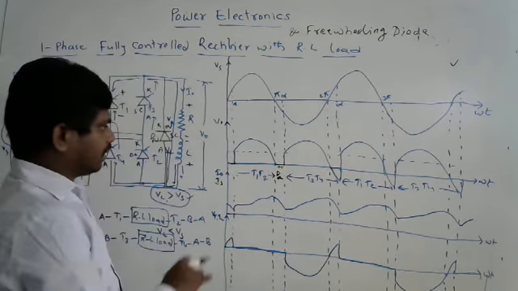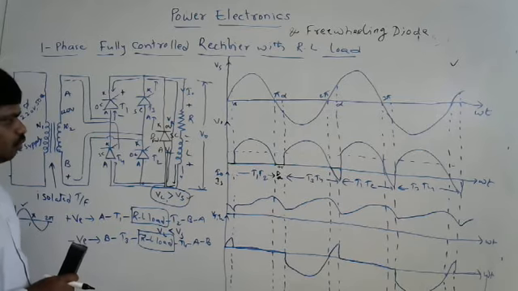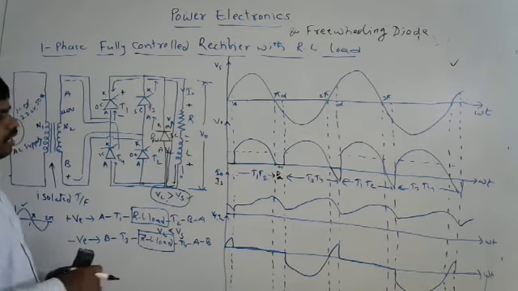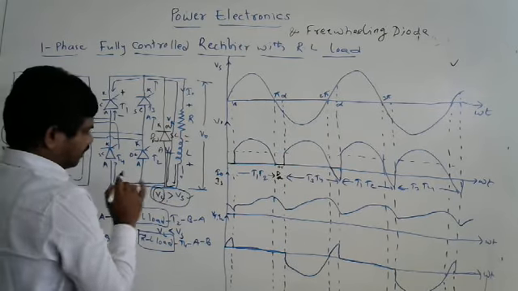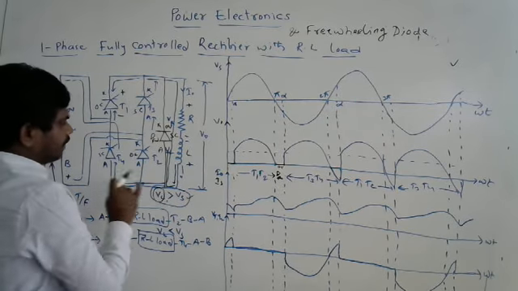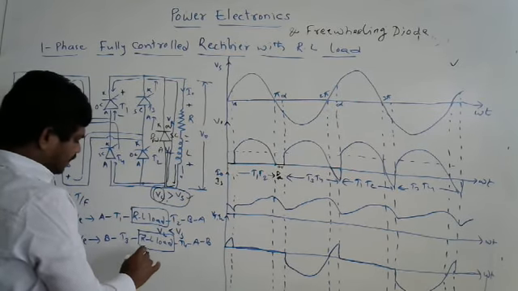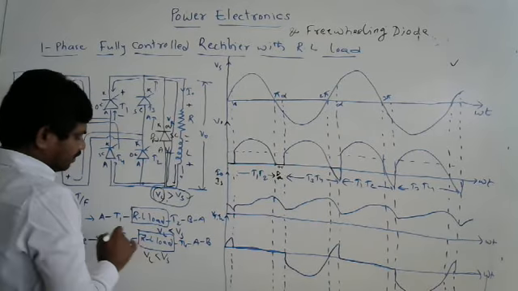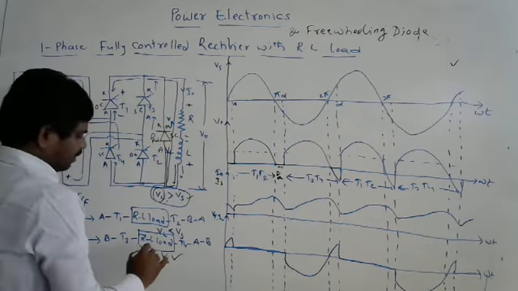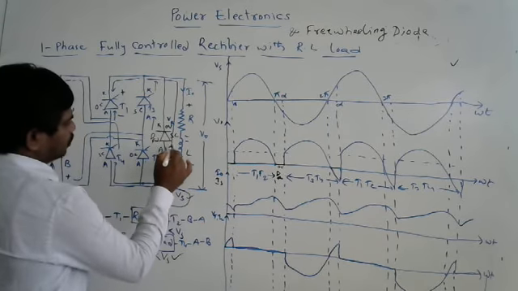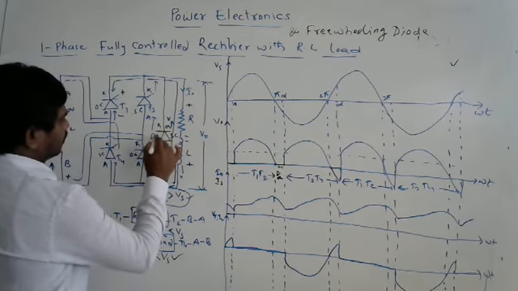For the negative half, what happened? This freewheeling diode conducts up to which point? Up to alpha only. Why? Because up to alpha only, VL is greater than VS. After that, VL is less than VS. At that condition, VS serves the circuit instead of VL. Hence, there is no source at the output side, so the diode stops its conduction, becoming open circuited.